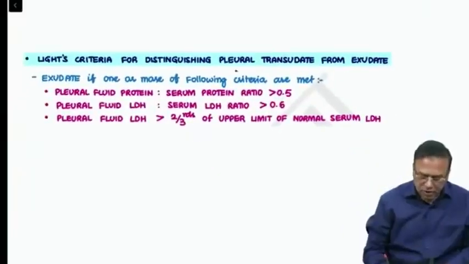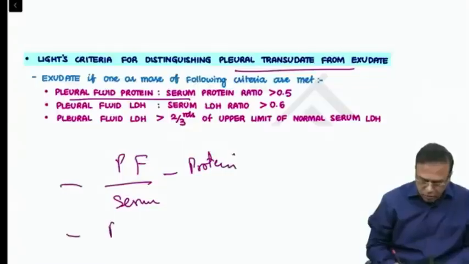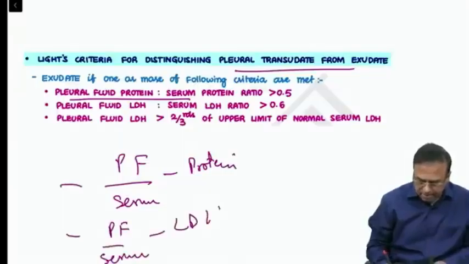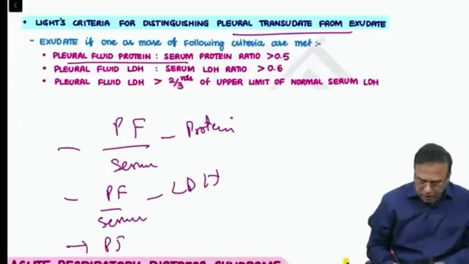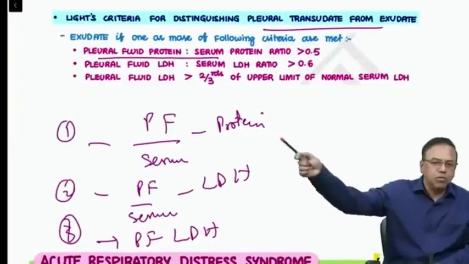Pleural effusion: if you look at the Light's criteria, first look at the pleural fluid to serum protein. Then look at the pleural fluid to serum LDH. Or just look at the pleural fluid LDH. So these are the three criteria for Light's criteria. Pleural fluid to serum protein.